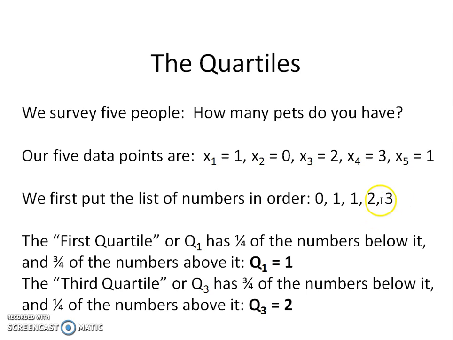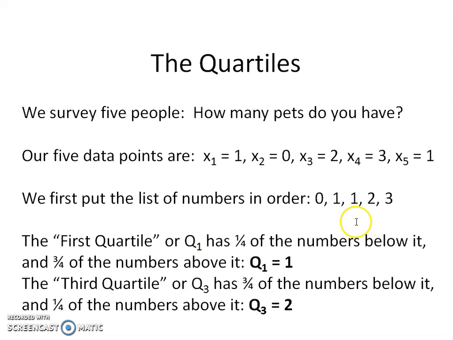So like the median, first I put things in order, but now rather than choosing the middle number so that half the numbers are below it and half of them are above it, instead I choose a number that has 1/4 of the numbers below it and 3/4 of the numbers above it. So in this case I choose 1. It's got 0 below it, and 3 numbers, 1, 2, and 3 above it, and so the first quartile is 1.